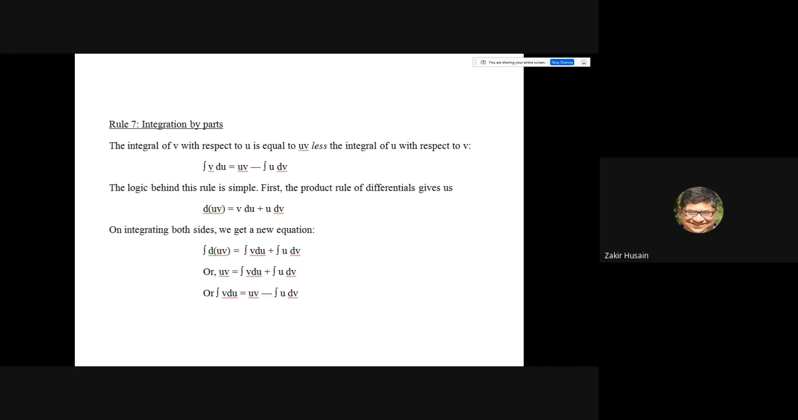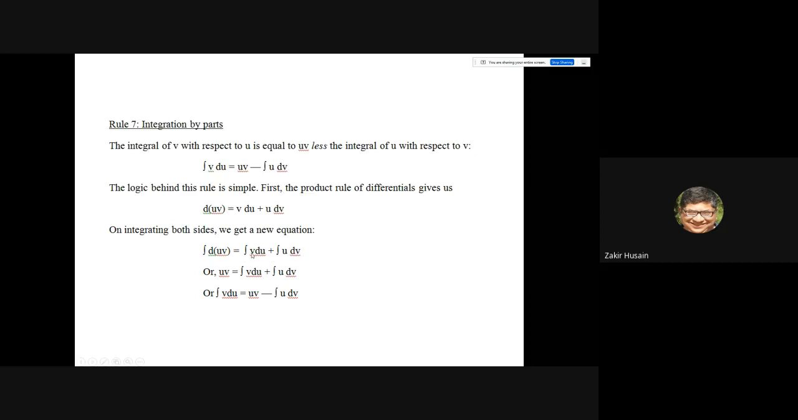Okay. We now come to integration by parts. The integral of v with respect to u is equal to uv less the integral of u with respect to v. So that is integral of v du is equal to uv minus integral of u dv. The logic is simple. The product rule of differentiation gives us d(uv) is v into du plus u into dv. If we integrate both the sides, we get integral of d(uv). Sorry, just one second. And the right hand side is v du plus u dv.